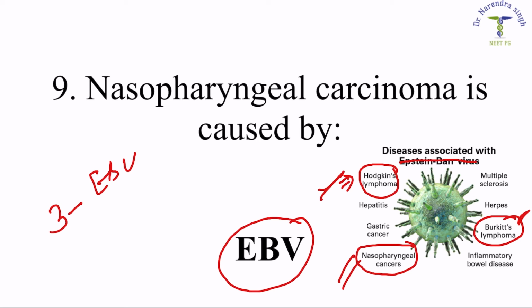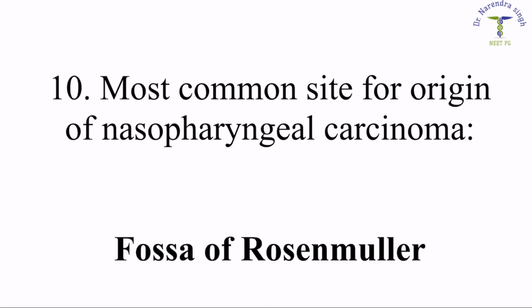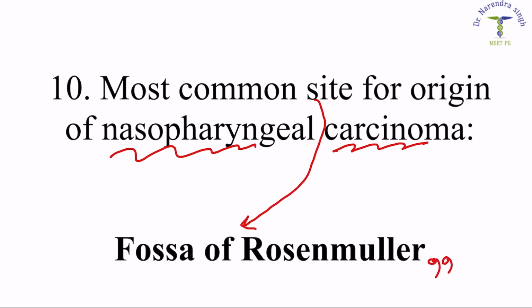Question number 10, the last question of the series, says: most common site of origin of nasopharyngeal carcinoma. This is nasopharyngeal carcinoma. Most common site is the fossa of Rosenmuller. The fossa of Rosenmuller is the most common site where nasopharyngeal carcinoma can arise.